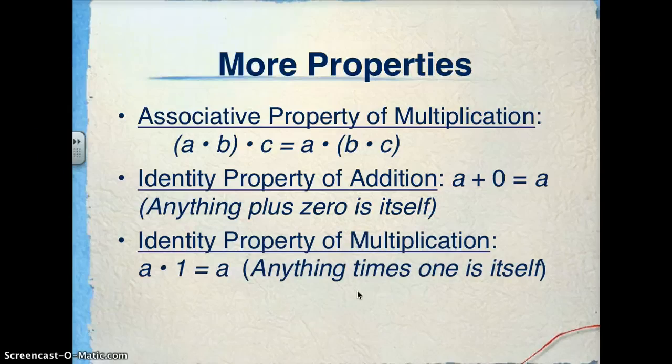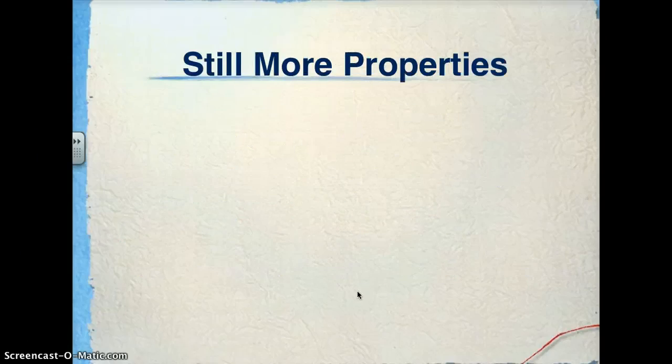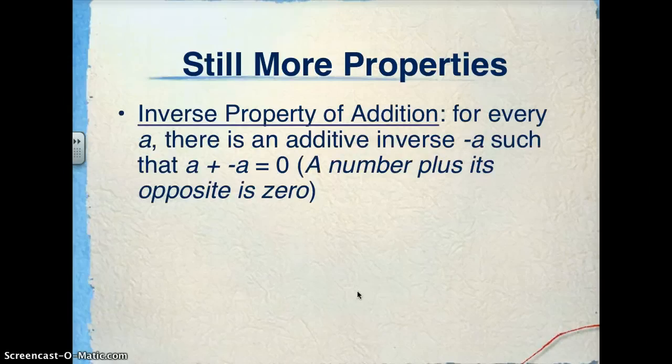The identity property of multiplication says a times 1 equals a. In other words, anything times 1 is itself. So if you don't want to change something's identity when you multiply, you're allowed to multiply it by 1. It's called the identity property of multiplication. Yep, we still have more properties. Like I told you, there were 12 of them, and that's why it gets overwhelming and good to make your little flashcards.